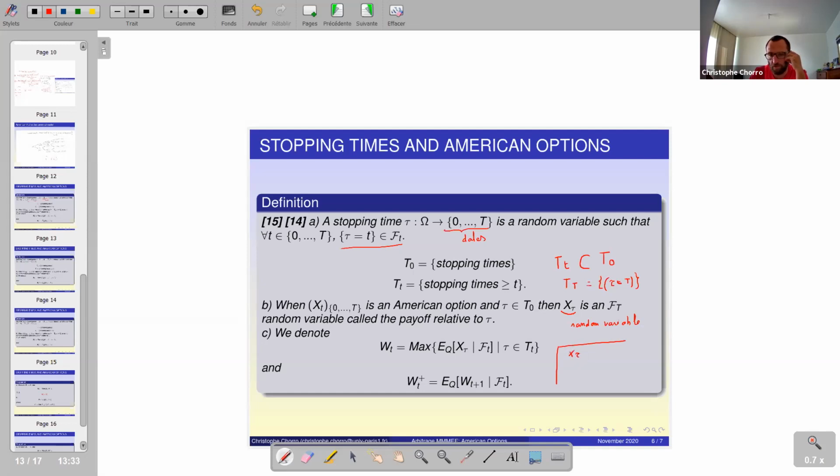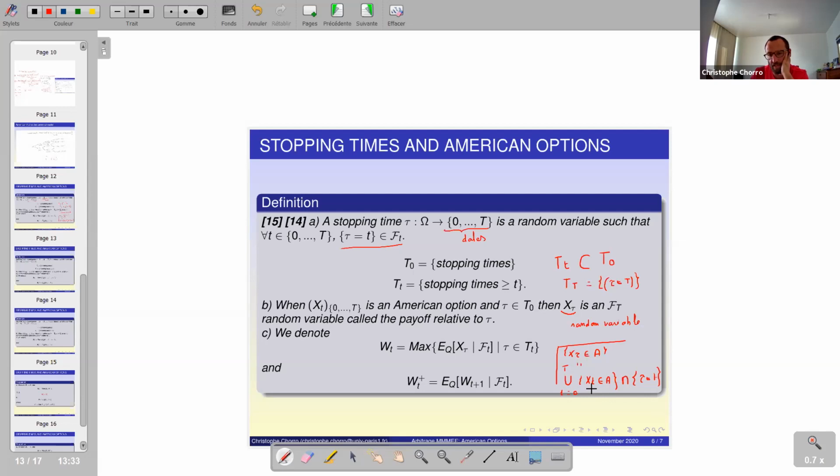The event X tau belongs to A can be written as the union of the events Xt belongs to A intersected with tau is equal to t. So it's not the law of total probability, but just the fact that here I have a partition of the universe. These events here are a partition of the universe, t from 0 to capital T, okay? So this one being equal to this one.